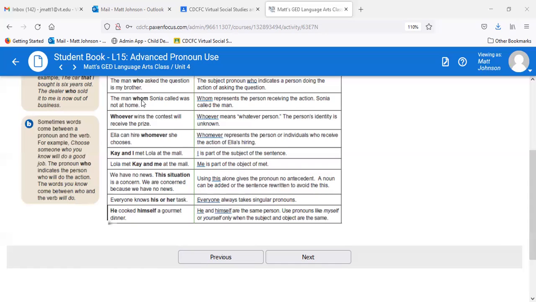We have no news. This situation is a concern. We are concerned because we have no news. So this alone gives the pronoun no antecedent. There's nothing really it's describing. There's missing information here.